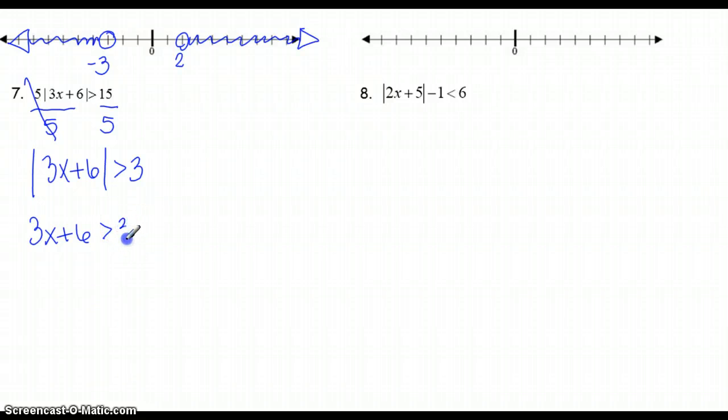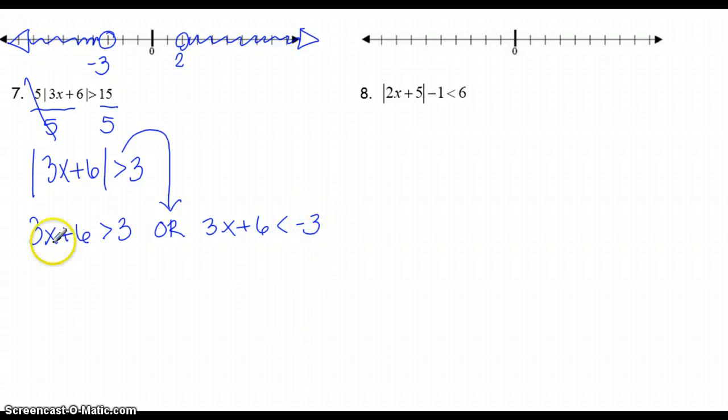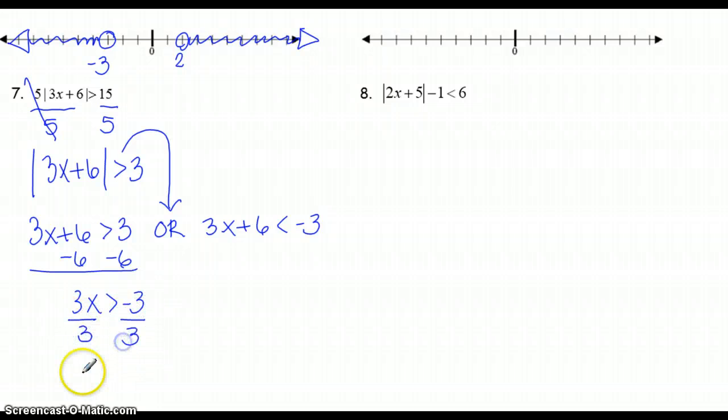3x plus 6 is greater than 3. It's still an OR problem because of our symbol. And our other inequality is 3x plus 6. Flip the symbol, make that 3 negative, and there you have your two inequalities. Subtract 6 from both sides. 3x is greater than negative 3. Divide both sides by 3. x is greater than negative 1.